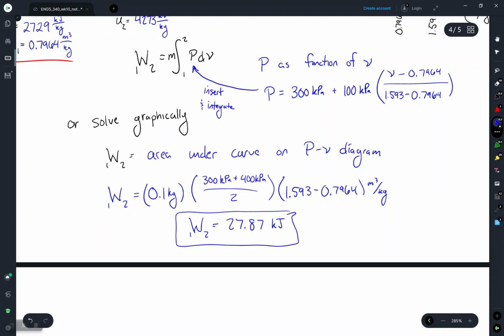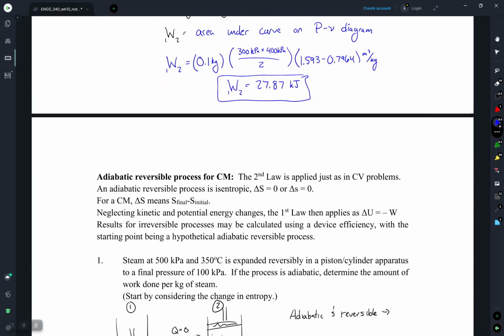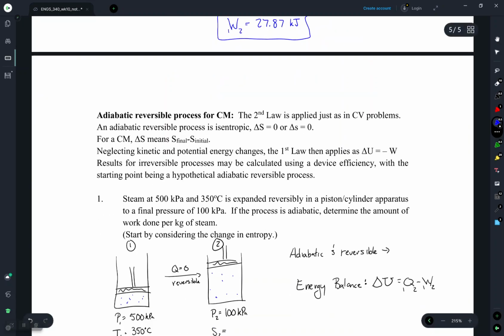So this is one solution where it really helps to be able to know that the work is just the area under the curve on a PV diagram. Turning to the last page, we're going to do two more quick problems, again just to show how some of the things that we've done before, the energy balances, the types of analyses we've been doing, will translate largely from control volume problems to control mass problems.